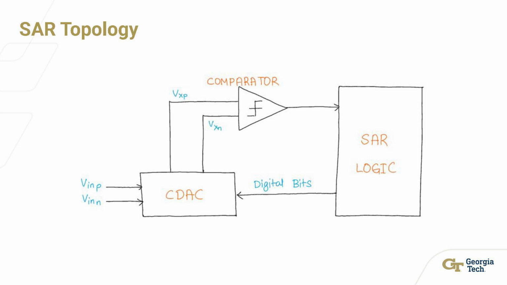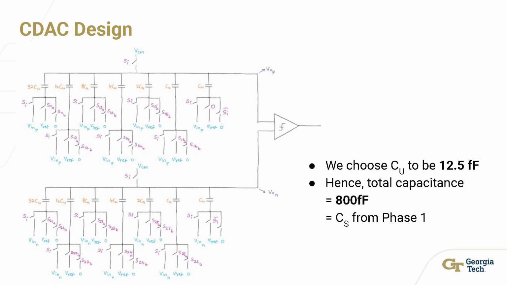Now you can see the SAR topology on the screen. We have a CDAC, we have the SAR logic, and we have the comparator. And this is the simple SAR topology that we are using. For the CDAC design, we will use 3 switches at each capacitor for the input, for VREF, and to connect to ground. And this is the basic CDAC design. And we choose CU to be 12.5 femtofarad, so that 64 times CU, which is equal to the total capacitance, is equal to CS from the phase 1 design of the switch capacitive amplifier.